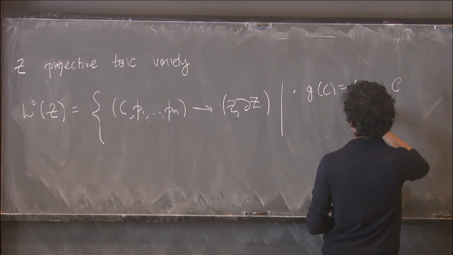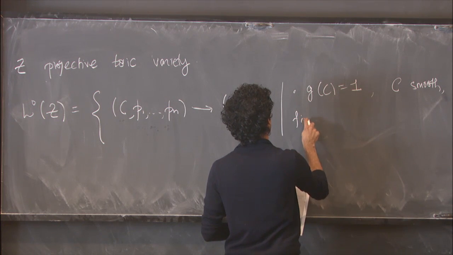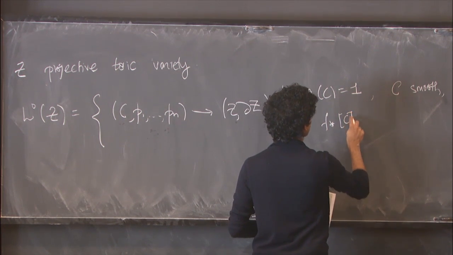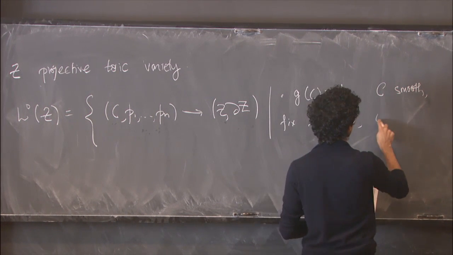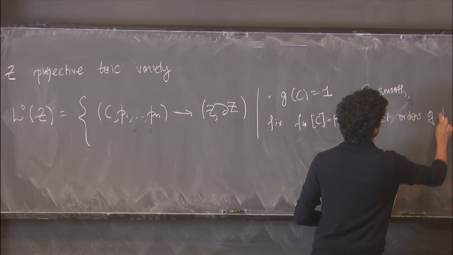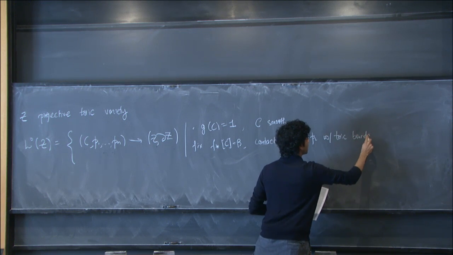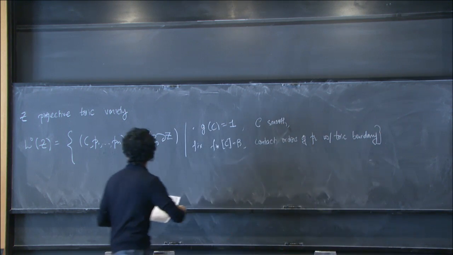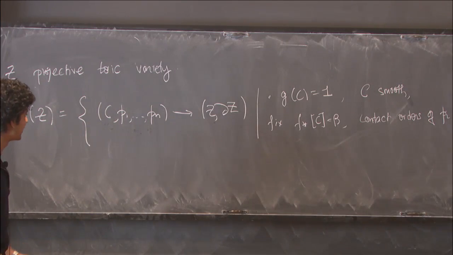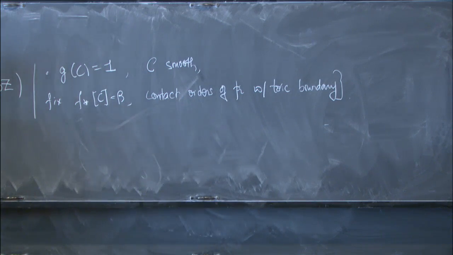And for the interior, the reason there's a circle on the top there is that I want the curve to be smooth, and then I want to fix the curve class of the image and the contact orders of p_i with the toric boundary. Basically, just that last bit might need some explaining. For every marked point p_i, I'm going to tell you which boundary divisor it goes to and fix the contact order at that boundary divisor as well. Okay, so that's my interior. That's the interior of my moduli space.